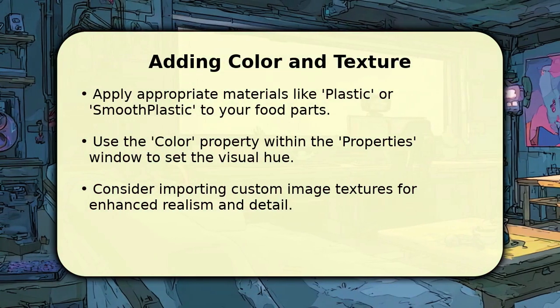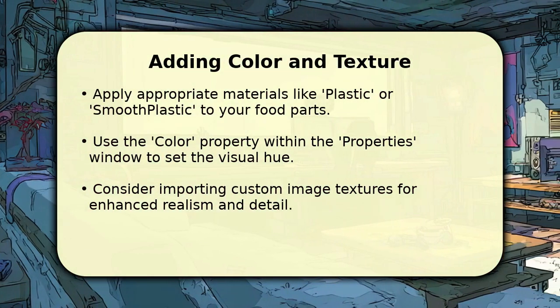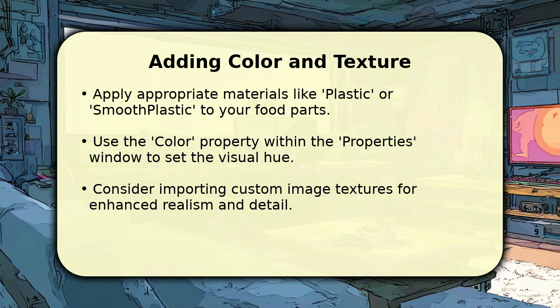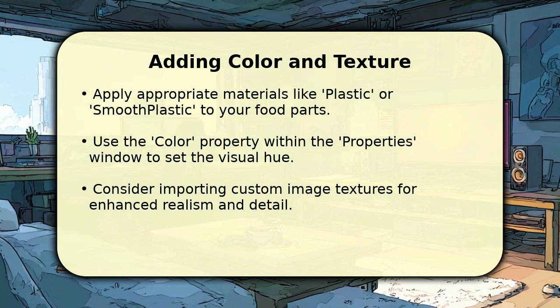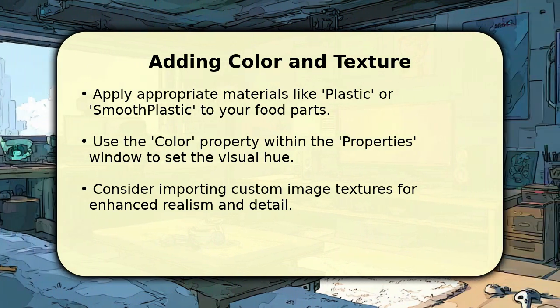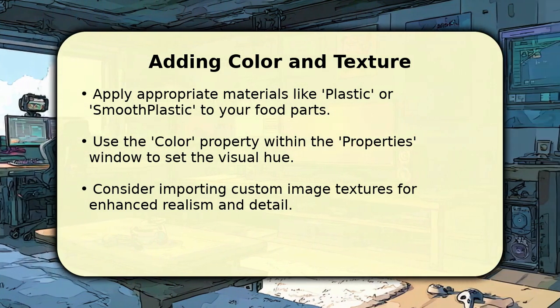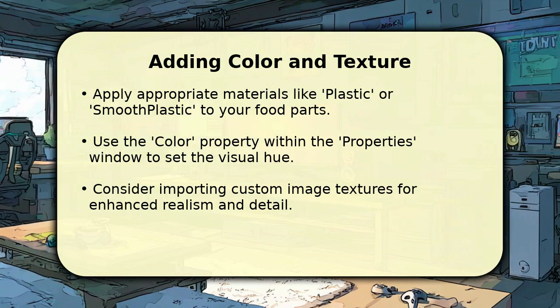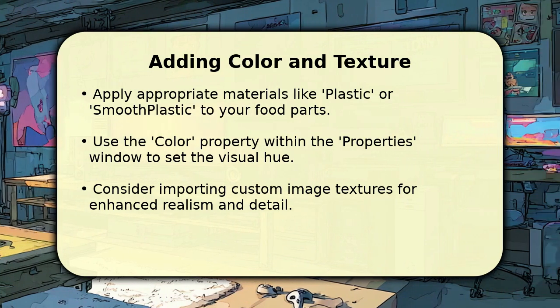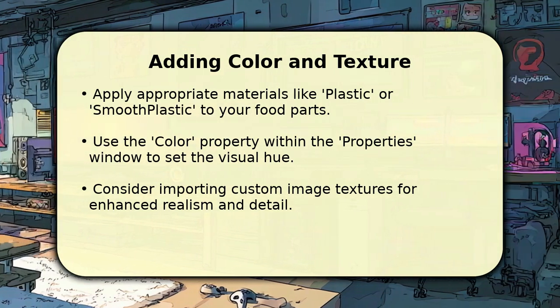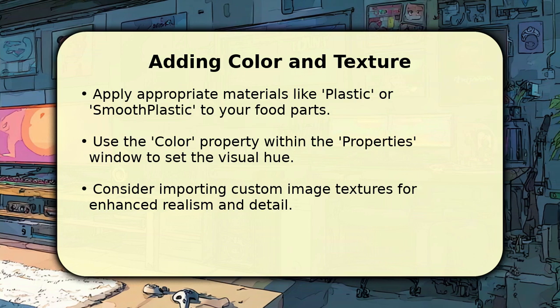Visual appeal is key for enticing players. Select your food part, then in the Properties window, choose a material like plastic or smooth plastic to give it a base texture. Next, use the Color property to pick a vibrant hue that matches your desired food item. For advanced details, you might import a custom image texture, perhaps for a baked crust or a specific fruit pattern. This step truly brings your food to life.